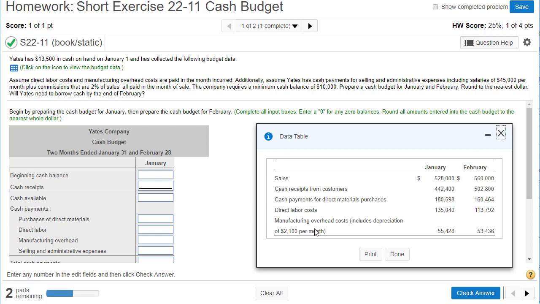month. Now remember, depreciation is a non-cash expense. So we'll have to back that out when we get to the manufacturing overhead costs.